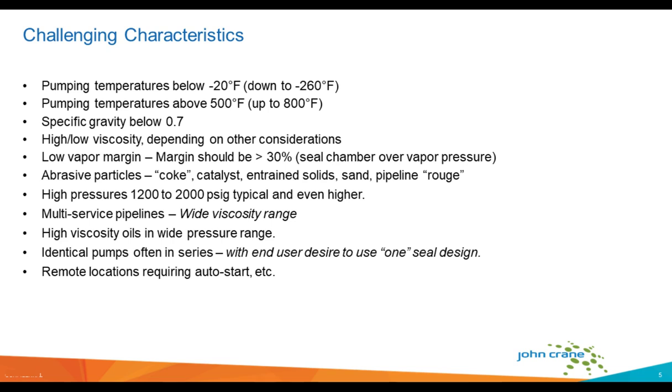The processes of these fluids, such as pump temperature well below minus 20 degrees, it can even go down to minus 260 degrees Fahrenheit in the cryogenic services, pump temperature above 500 or even reaching above the 500 to 800 degrees Fahrenheit, specific gravity below 0.7, and sometimes in the light hydrocarbon even below 0.3. High or low viscosity applications, low vapor margin. Normally with API 682, the recommended margin when you're sealing the light hydrocarbon should be about 30% above seal chamber vapor pressure.